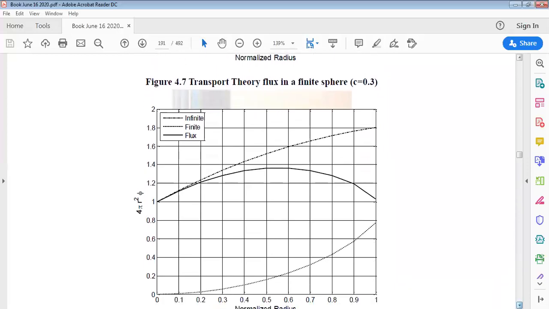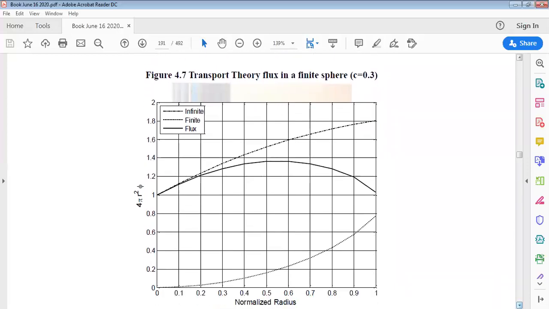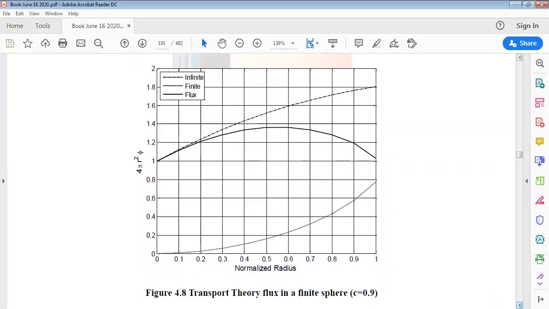Now, if you look at a finite sphere for a strong scatterer, then you'll see the opposite of what you saw above: it rises pretty fast, and with a lot of scattering, the neutrons go deep inside the medium. So this is the normalized radius going from 0 to 1. What you see over here is a little peak of the flux coming up over there.